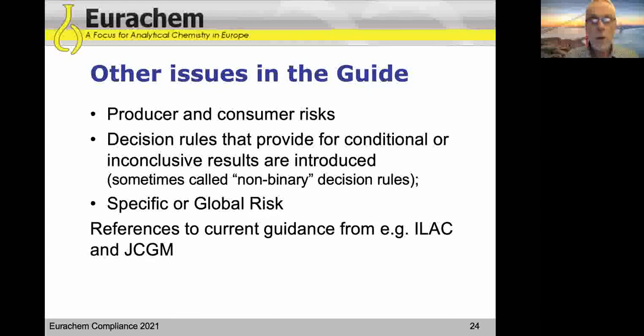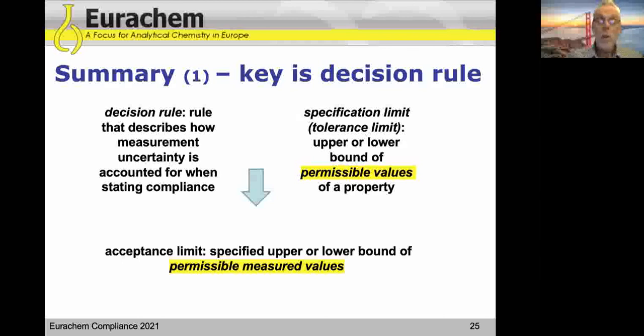We talk about some other issues in this guide. We talk about prudent user and consumer risks. We have already said that we talked about inconclusive results. And we also talk about something which is very important for a manufacturer, specific or global risk. Because we could think of a specific risk, that is a risk for a sample, but we can also think of a global risk over time. What is the risk? There is a lot of documents on this, and they come from ILAC and from CITAC, for example.